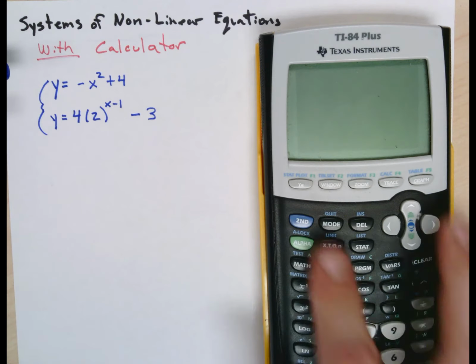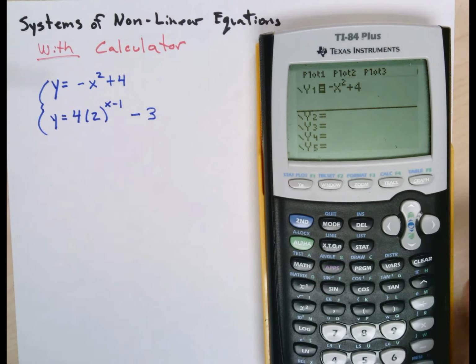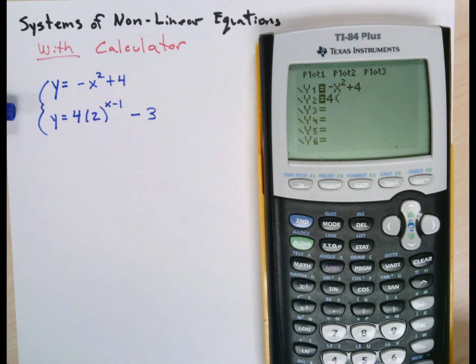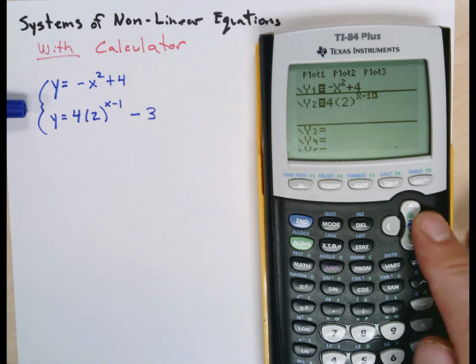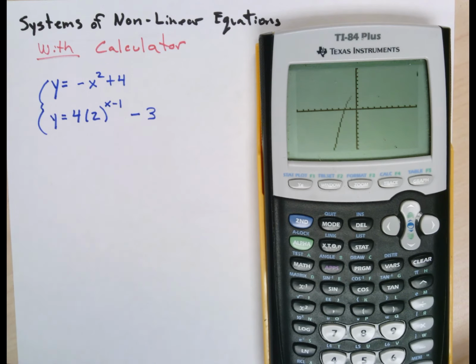So to start, we're going to graph each individual equation in our graphing calculator. So negative x squared plus 4 for the first equation, and then 4 times 2 to the x minus 1, and then minus 3 at the end. Now as we graph this, what we'll notice is that you have an upside down parabola and you have an exponential equation that passes through it. Key thing to note is that there are two solutions to this system.